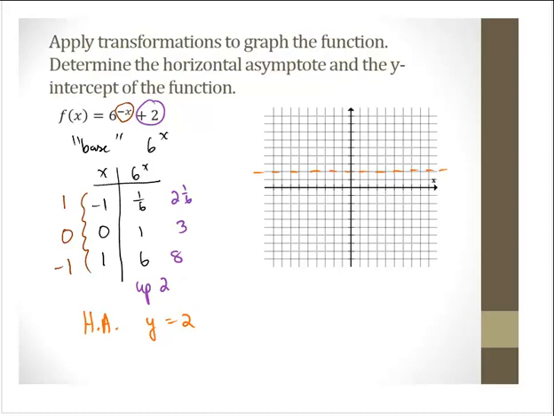Now 6 to the x is an increasing function, but since it's now 6 to the -x, we have a horizontal flip. We should be expecting a decreasing function. So let's plot the points. I have 1, 2 and 1/6. I have 0, 3, and I have negative 1, 8. And filling in the rest, we do see a decreasing function. The y-intercept is 0, 3.